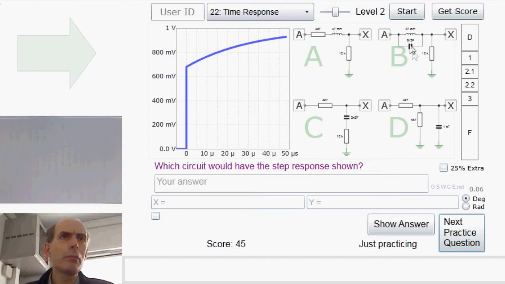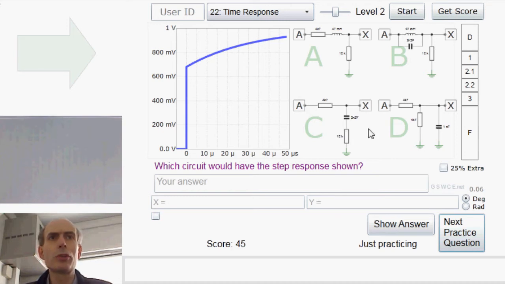This circuit here, B, well, A would be directly connected to X, so we would expect a step response which shot straight up to 1, because that capacitor would be behaving like a short circuit. Here, A and X at time t equals 0, the capacitor is behaving like a short circuit. We would expect X to be connected to ground and it to start gradually moving up as the capacitor charges up. So we've eliminated A, B and D. The only possibility left is C. And you can sort of see how that would work.